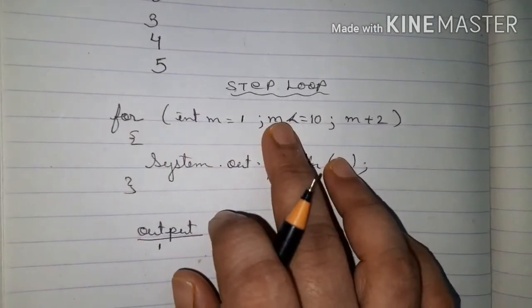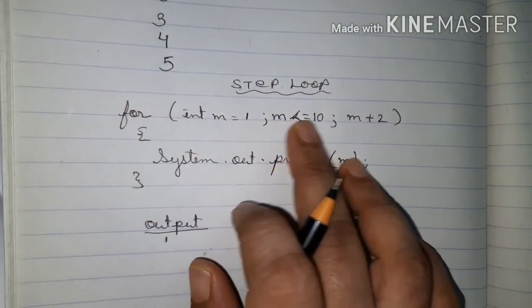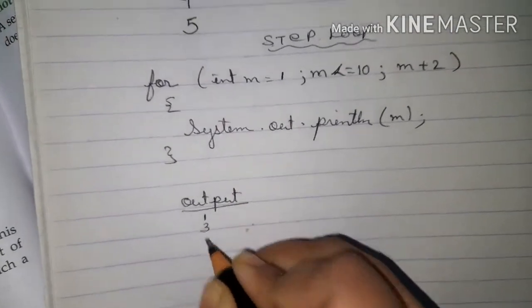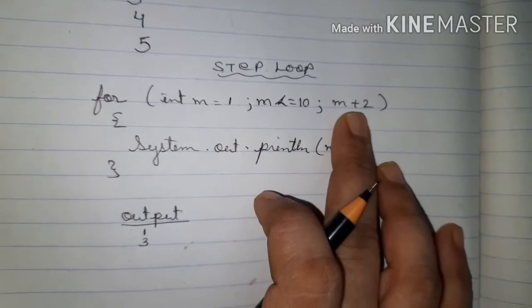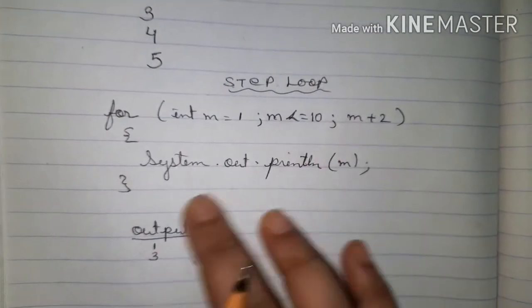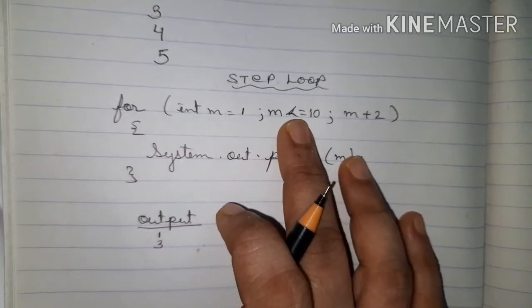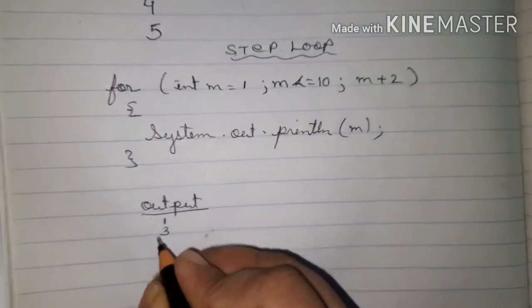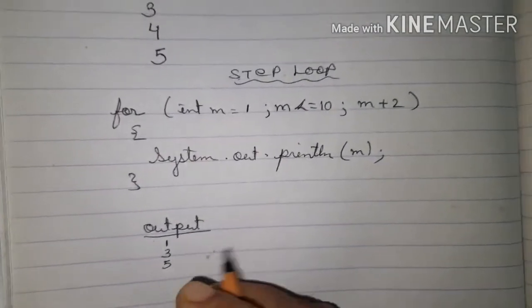So the condition is true, it is less than 10. So it will enter here and display 3. Now m is again increased by 2. So it was 3, 3 plus 2 is 5. It will come to the condition. The condition is true. It will enter and it is going to display 5.